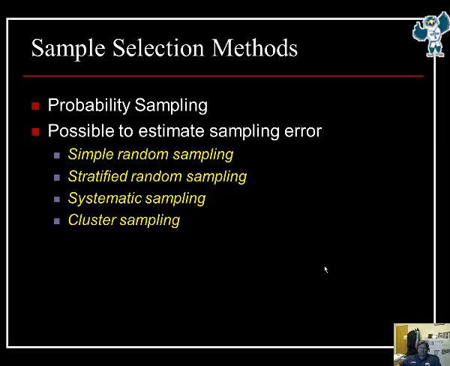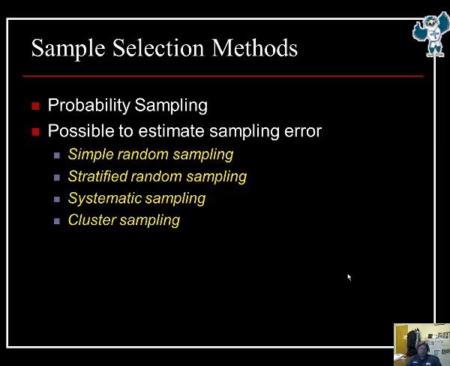So in probability sampling, it's possible for us to estimate the sampling error, and all the sampling error is the extent to which the sample values deviate from those that would be obtained if the entire population was sampled, which is hard to do because often we don't know that parameter or that statistic, but using these techniques, it allows us to estimate that sampling error.